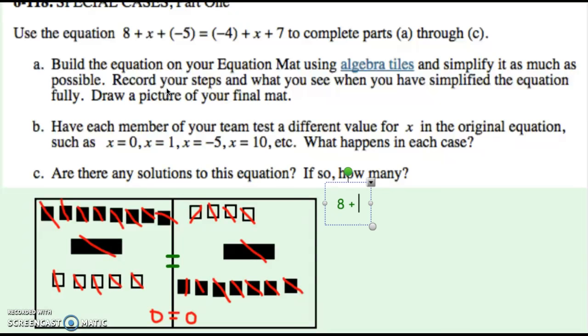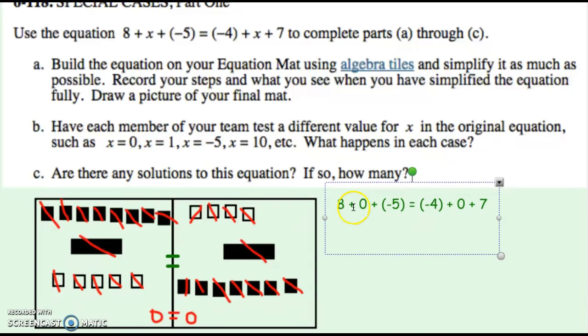So I would have 8 plus 0 for x plus -5. You should be writing this in your notebook also. -4 on my right plus 0 for x plus 7. I'm going to add both sides together. 8 plus 0 is 8, plus -5, so that's taking away 5, will give me 3, equals -4 plus 0 is still -4, plus 7, moving positive, I would end up with 3 also.